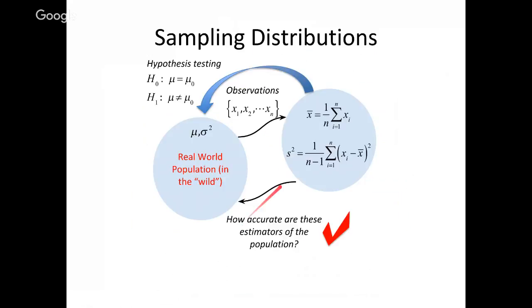So if we come back to where we started, remember we have this real world population we're trying to learn something about. It's in the wild. We take a bunch of observations. We calculate a sample mean and a sample variance. And then we're trying to use that information to hypothesis test about the population in the wild. Basically, what we've done in this particular lecture is think about how accurate the sample mean and the sample variance are as estimators of the corresponding population values, that is the population mean and the population variance. And so the next talk is going to focus on actually carrying out the hypothesis testing and the mechanics of that.